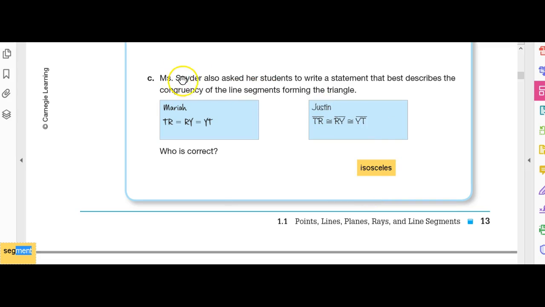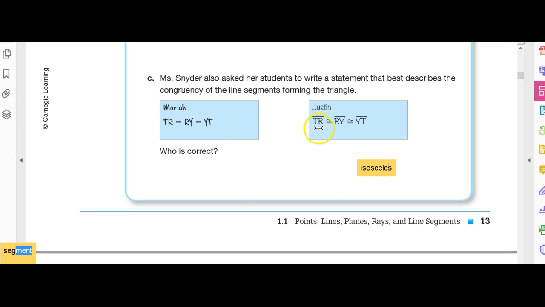All right, whatever. Miss Snyder also asked her students to write a statement that best describes the congruency of the line segments. So Mariah wrote TR is equal to RY is equal to YT. And what is she saying here? Well, she is saying the distance between the points T and R is equal to the distance between the points R and Y, which is equal to the distance between Y and T. Is that correct? The answer is yes, this is correct. The distances are all equal.